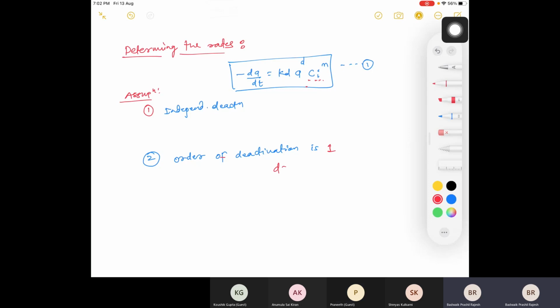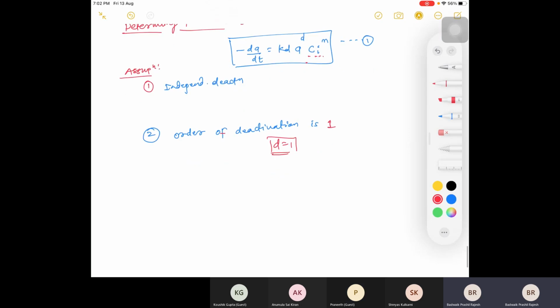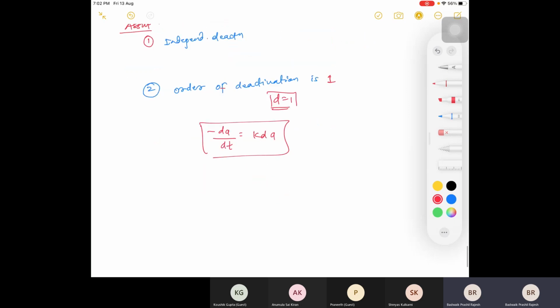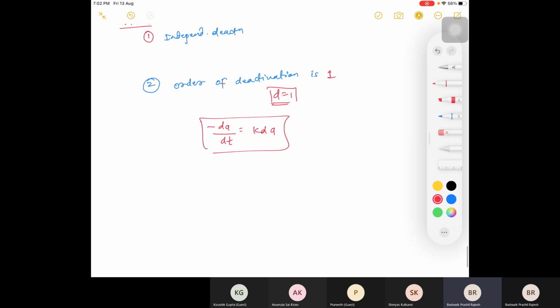So you will be having d equals 1. So your equation will reduce to what? Minus dA by dt is equal to kd into a. Now please integrate this equation with respect to time.